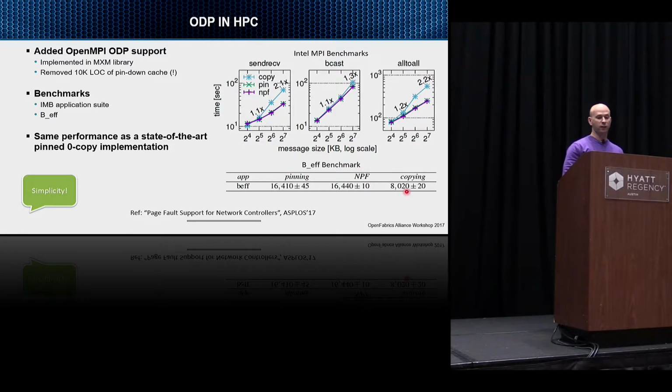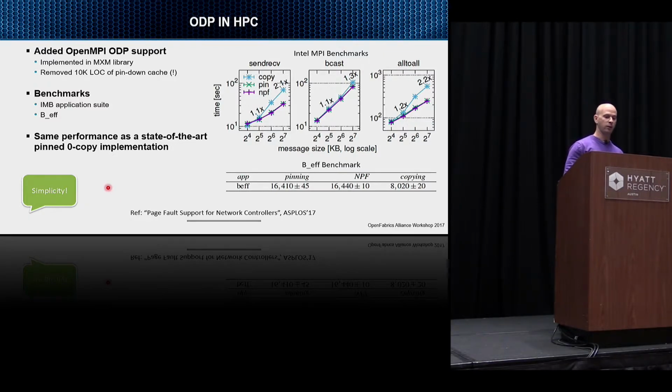If we look at the effective bandwidth application, first of all, we see the effects of zero copy, right? Pinning achieves an effective bandwidth of twice that of a trivial copying scheme. And interestingly, the network page fault achieves exactly the same performance.